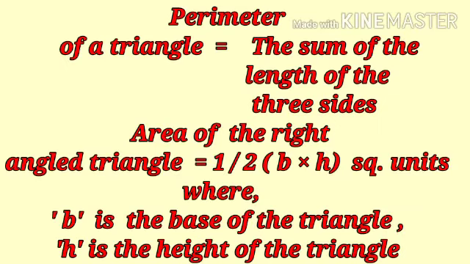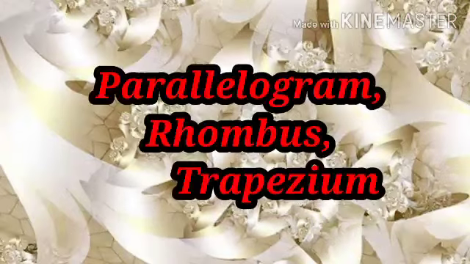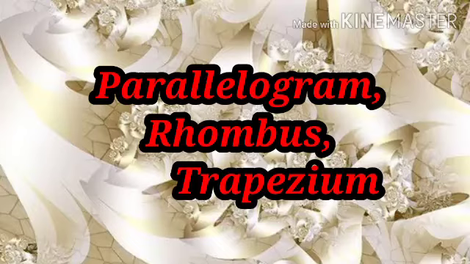The perimeter of a triangle is the sum of the lengths of the three sides. Area of the triangle is 1 by 2 into B into H square units. Here, B is the base and H is the height of the triangle. Now students, let's see about the shapes parallelogram, rhombus and trapezium and its perimeter and area and some problems.